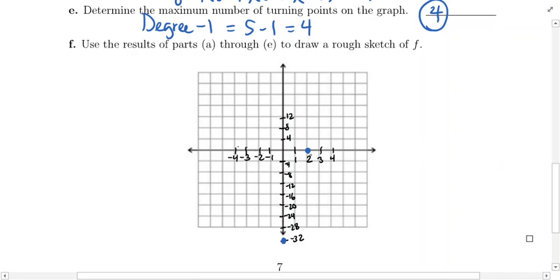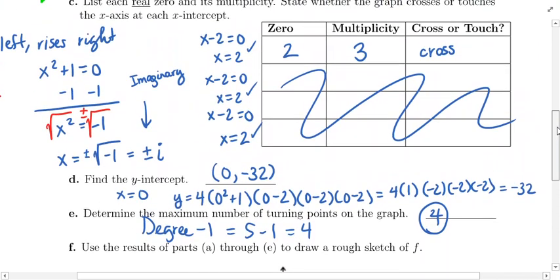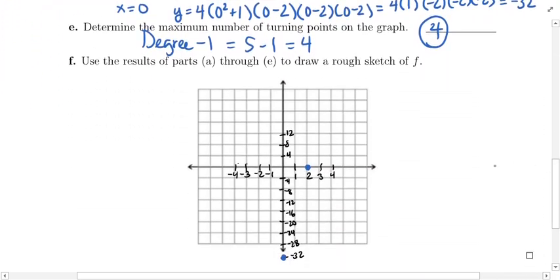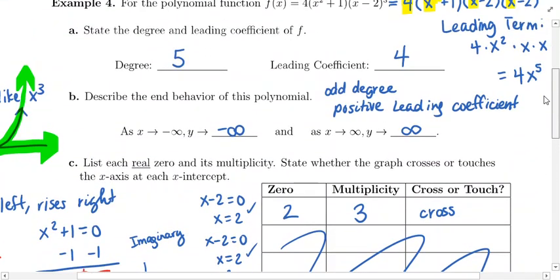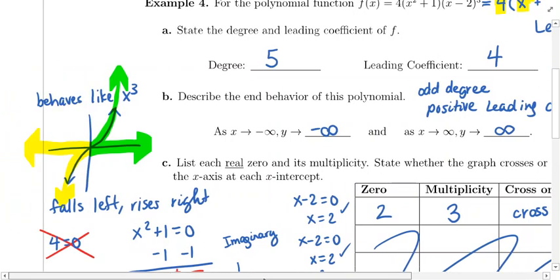Remember, this is the only place that you're going to intersect the x-axis. At x equals 2, you should be crossing. So it looks like, since there's a point down here, you're going to be coming from below the x-axis to above. And then you need to incorporate the correct end behavior. We need to be looking like x cubed, so we need to be falling left, rising right.